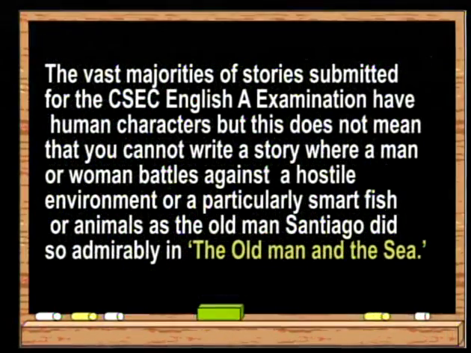The vast majority of stories submitted for a CSEC English A examination have human characters, but this does not mean that you cannot write a story where a man or woman battles against a hostile environment or particularly smart fish or animals, as the old man Santiago did so admirably in The Old Man and the Sea.